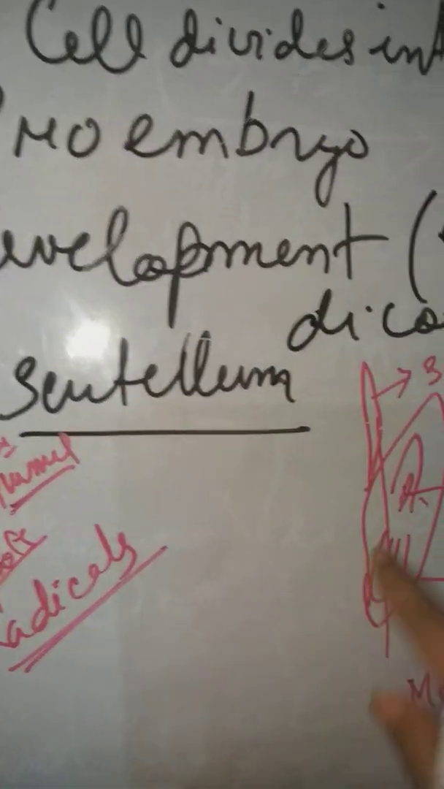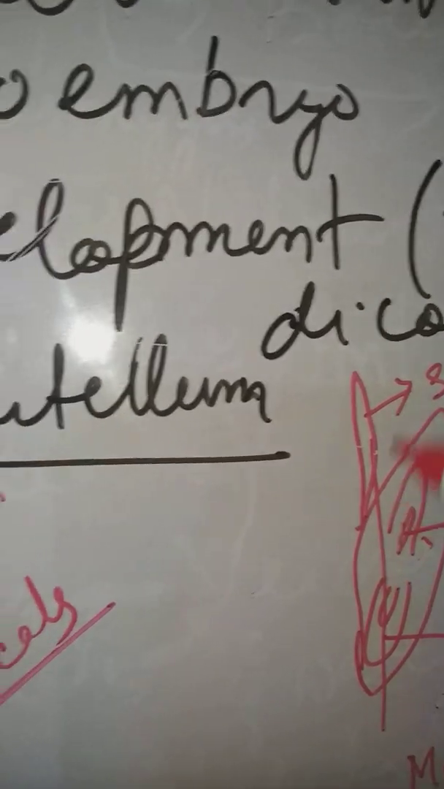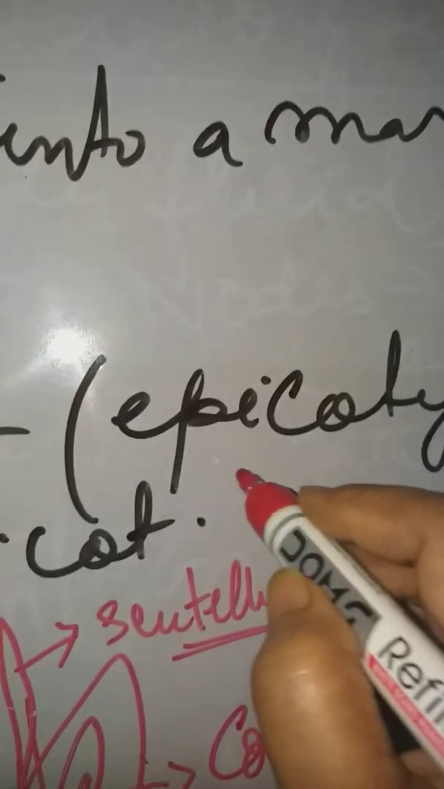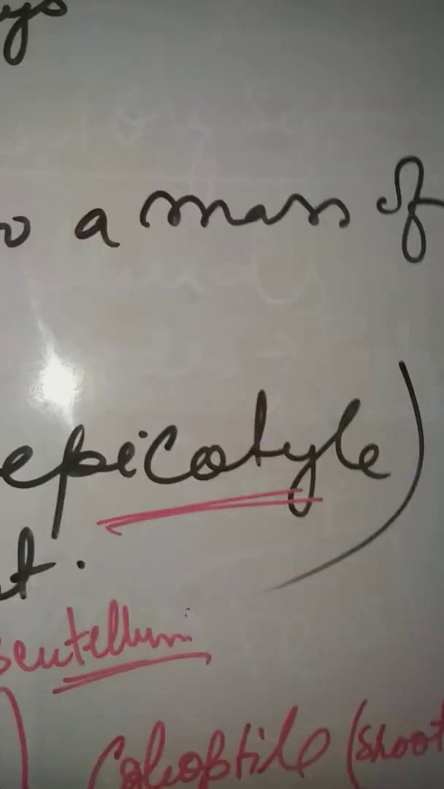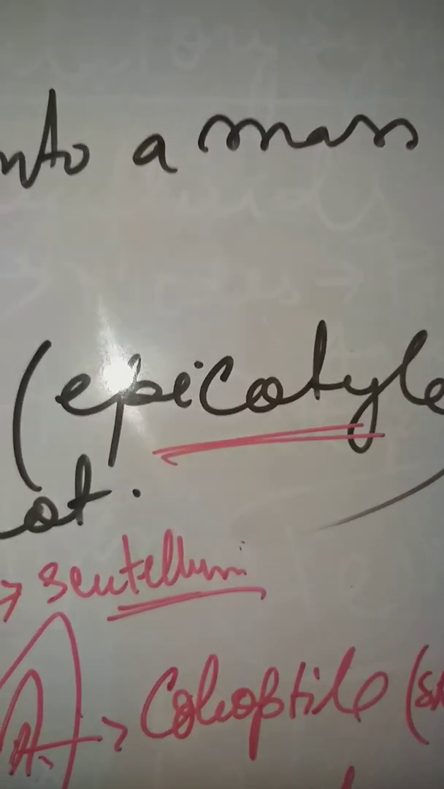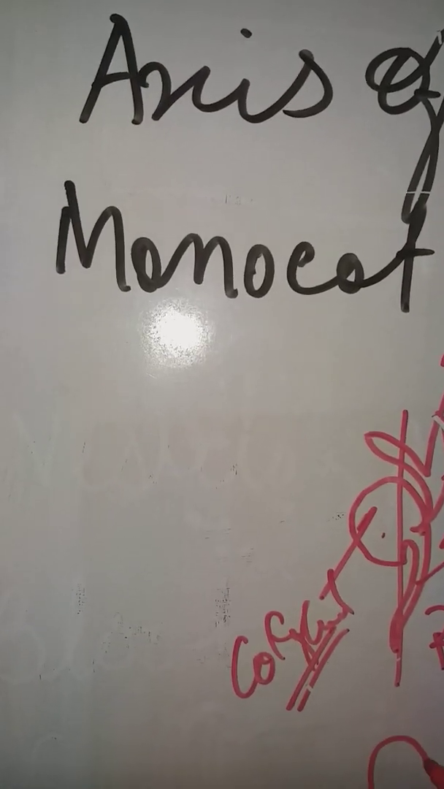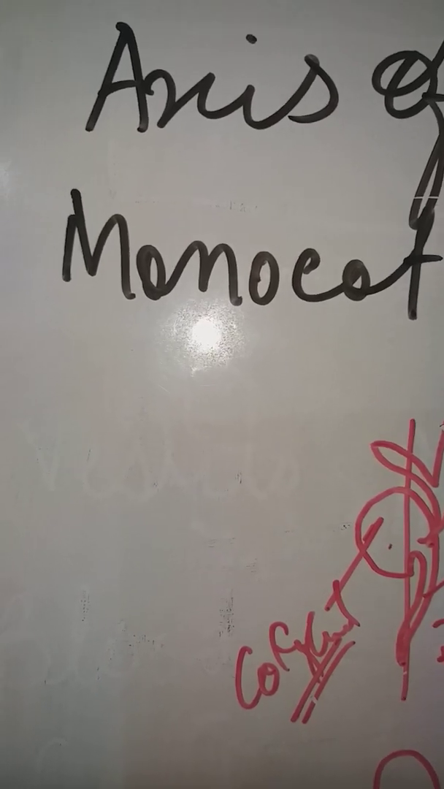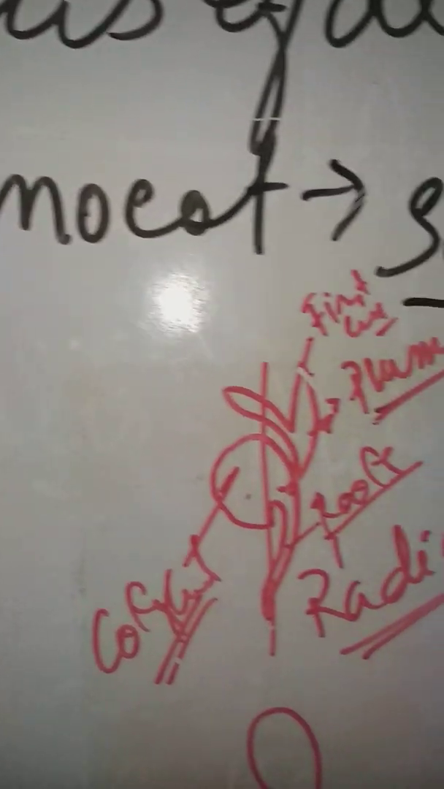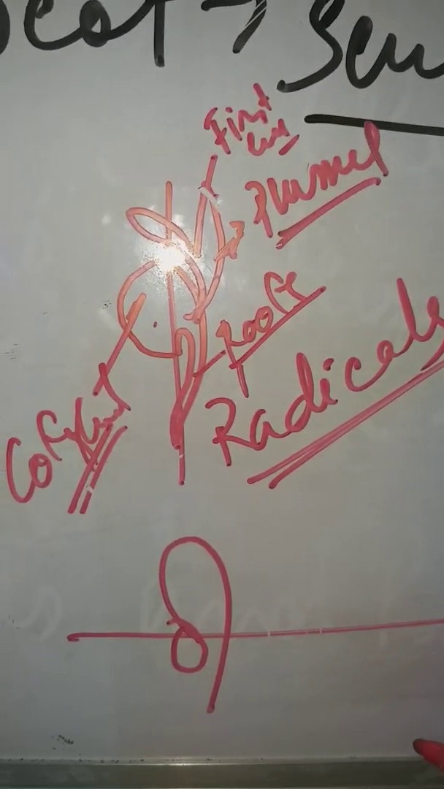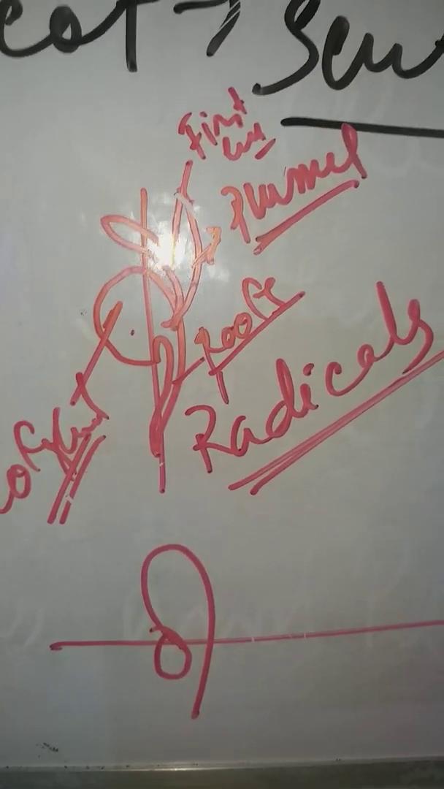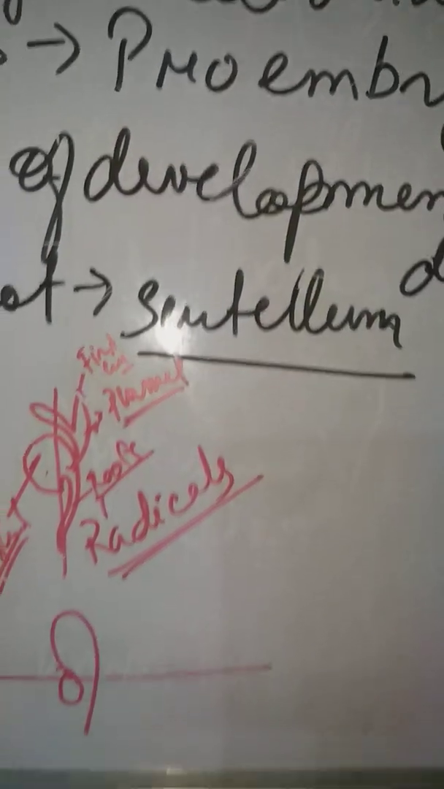And this is the axis of development, and on the basis of the axis of development, germination has been termed epicotyl, hypocotyl and so on. For example, if the seed is here, it develops this hump-like structure and comes out like this. So it is epicotyl. Once it is within the soil, it is hypocotyl. We will come to this later when we deal with germination.